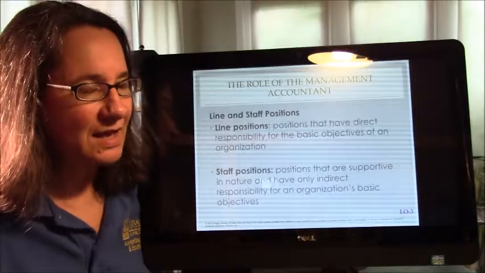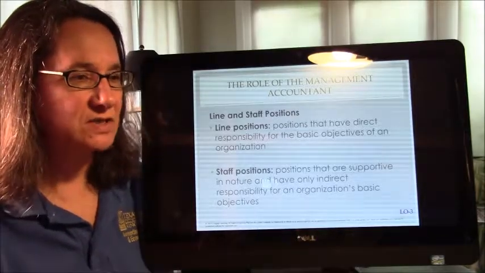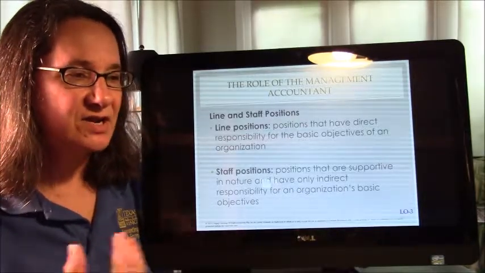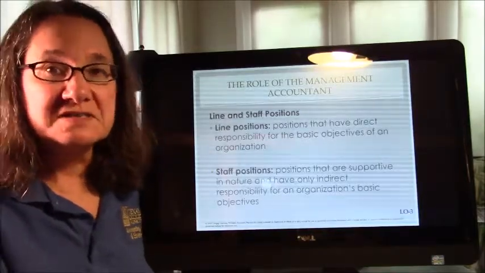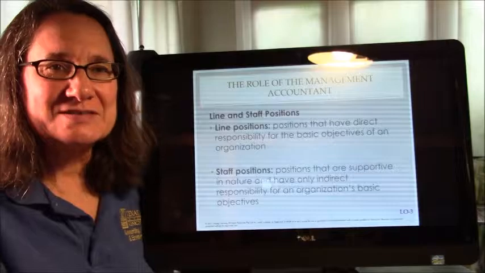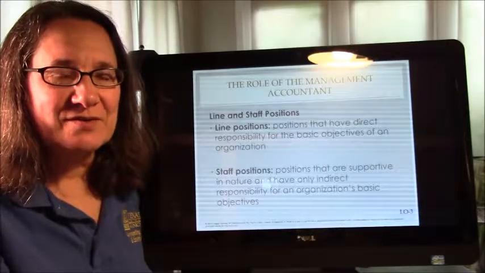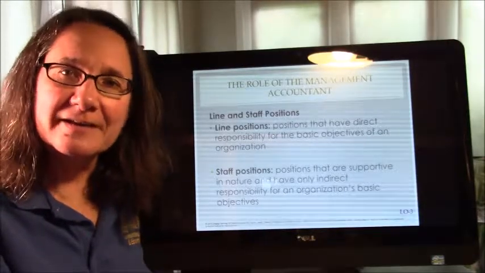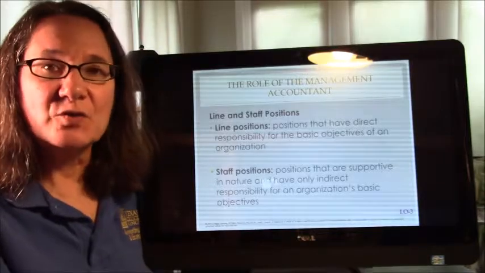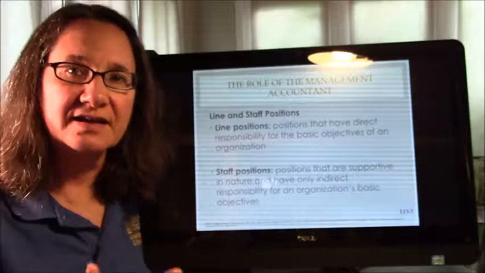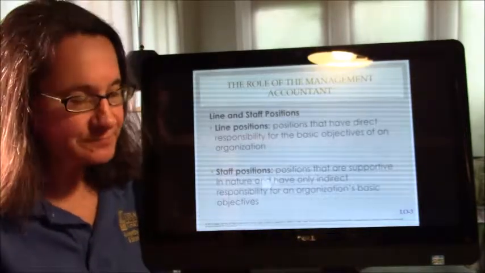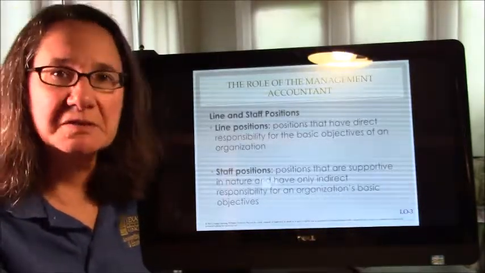So line positions. Staff positions support and are indirectly responsible for the objective. So I worked as a teller, I worked as a new accounts person, I worked as a loan officer. I did all those functions when I was on the line, but also I did internal audit. Also I did training. So those would be staff positions. Training people is supporting the line people. Auditing, that's supporting the objective. So staff positions would be overhead.